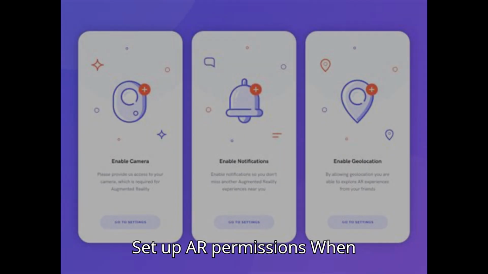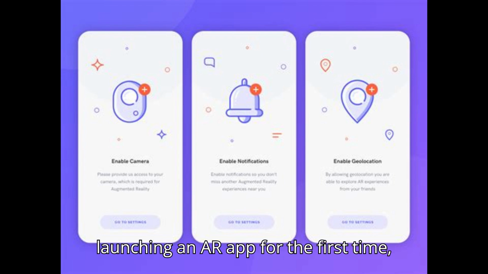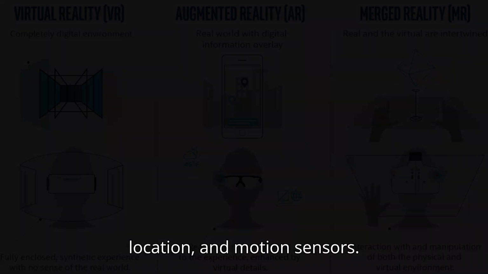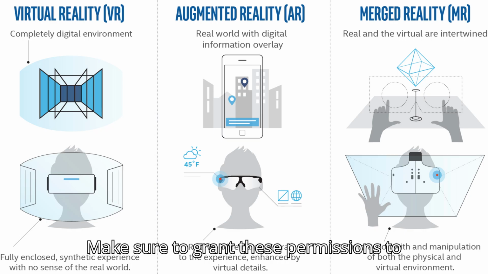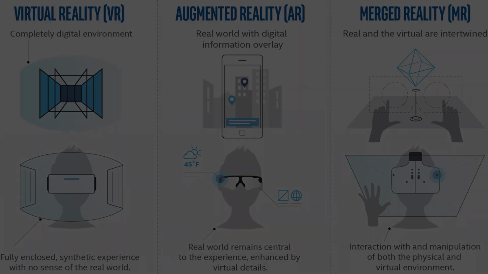Set up AR permissions. When launching an AR app for the first time, it may request access to your camera, location, and motion sensors. Make sure to grant these permissions to enable full AR functionality.